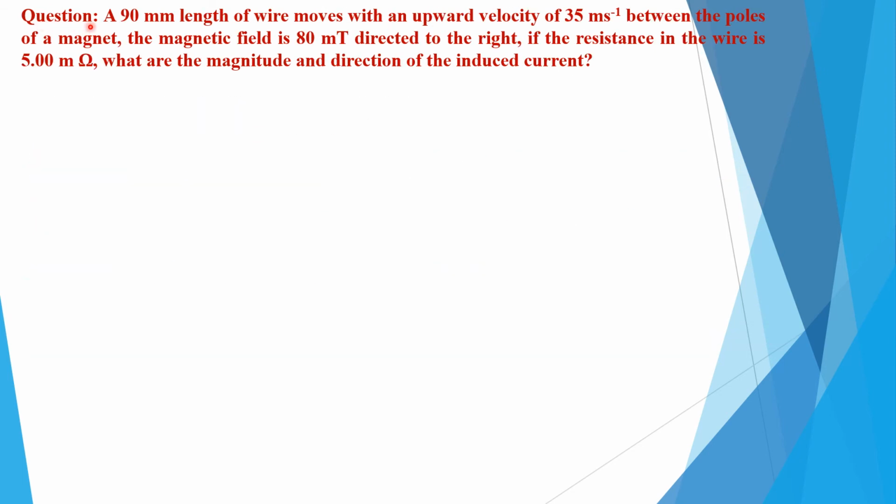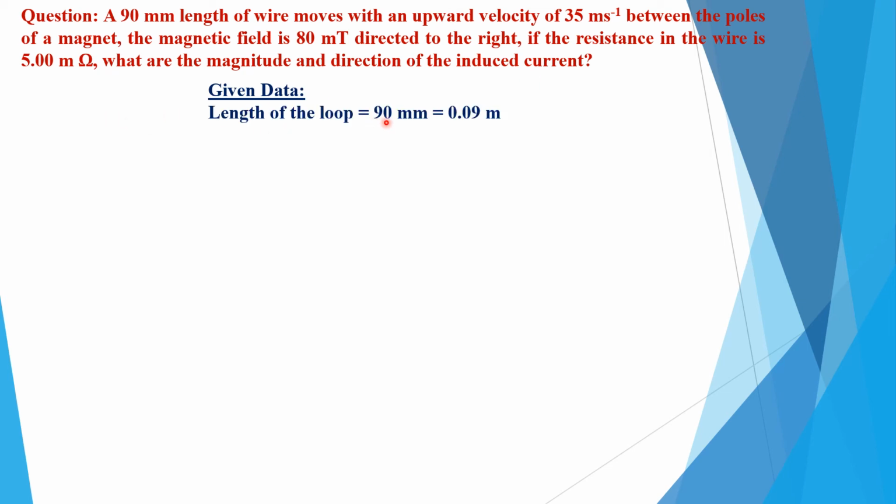Question: a 90 millimeter length of wire moves with an upward velocity of 35 meter per second between the poles of a magnet. The magnetic field is 80 millitesla directed to the right. If the resistance in the wire is 5 milliohm, what are the magnitude and direction of the induced current?